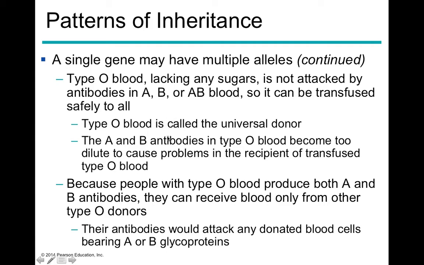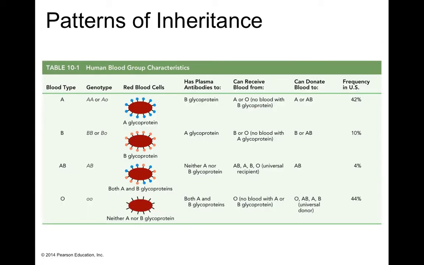And we don't really worry about the antibodies in the blood itself because it dilutes out very quickly, so it doesn't actually cause any problems in the recipient of the transfused blood. Now, if you have type O blood, again, you produce A and B antibodies, you can only receive blood from other type O donors. So what does this kind of look like?